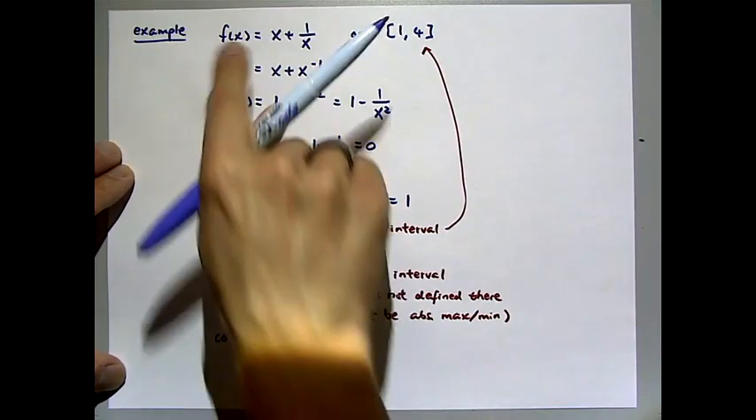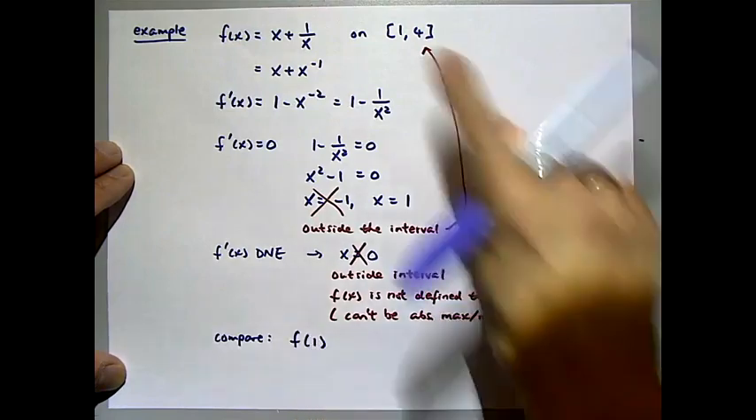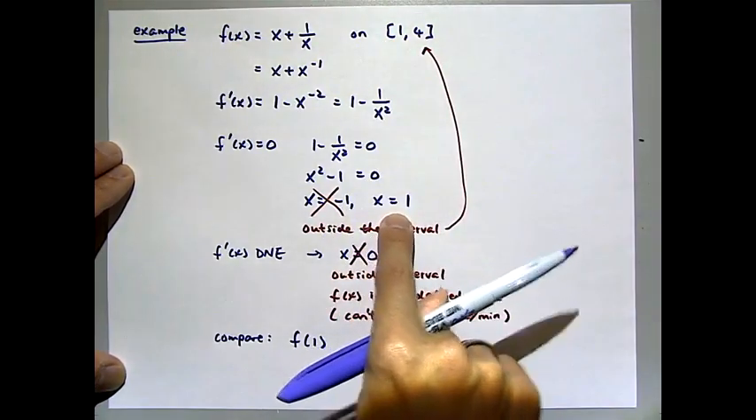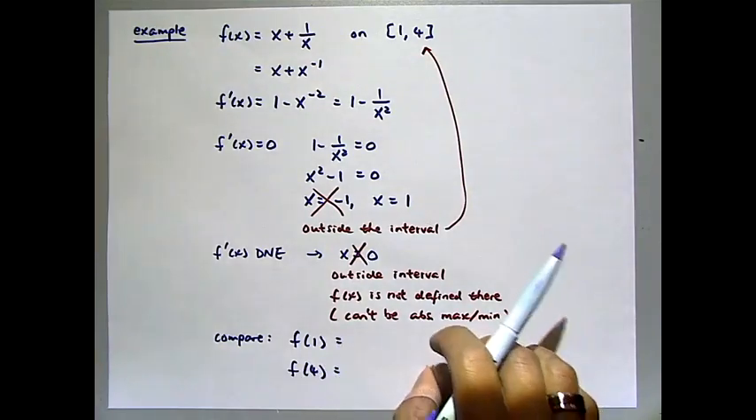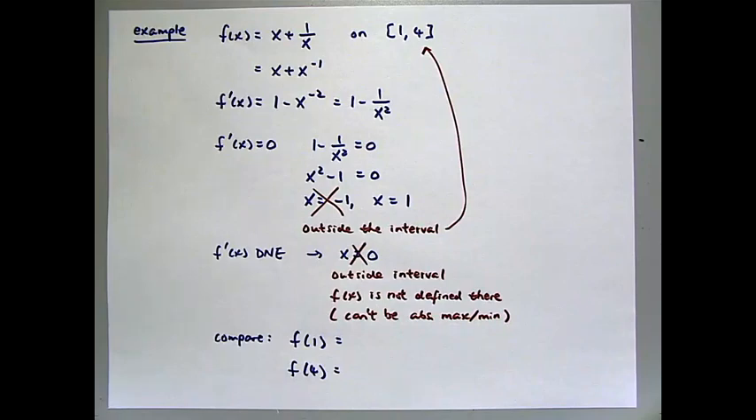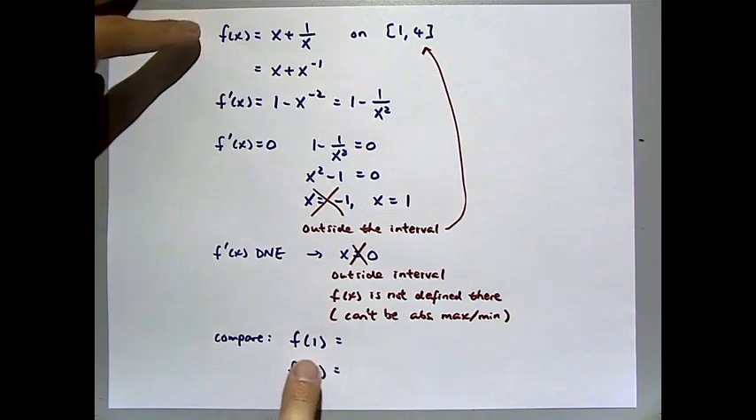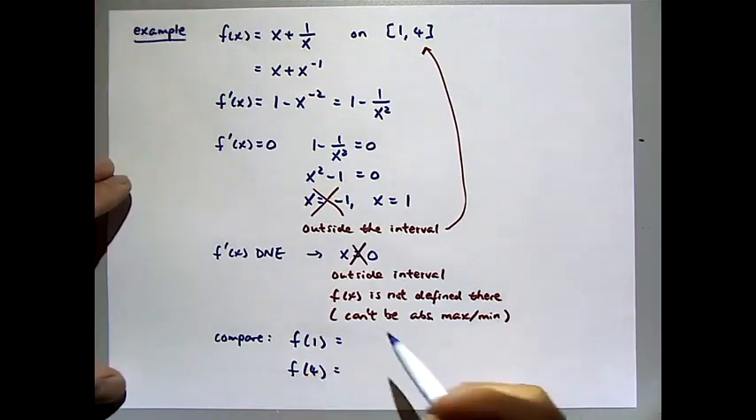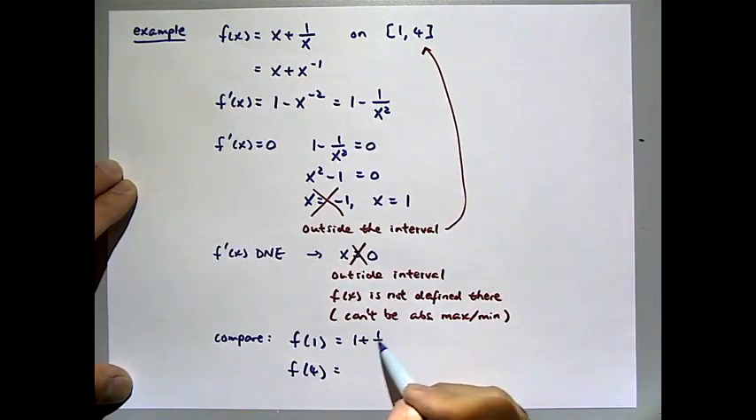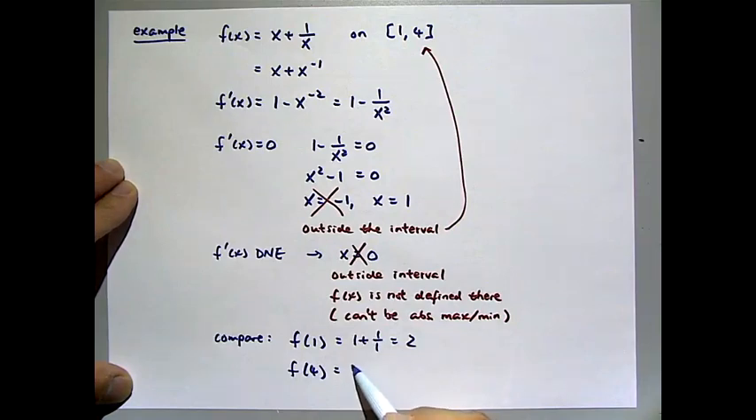So now we compare what this function gives me at the left endpoint and at whatever critical number I kept. It's also 1, not a big deal. And then at 4. And once again, you go back to the function itself. You're interested in the height of the point, not the slope anymore. So f of 1 would be 1 plus 1 over 1, and that's a 2. F of 4 would be 4 plus 1 over 4, and that's 17 over 4.